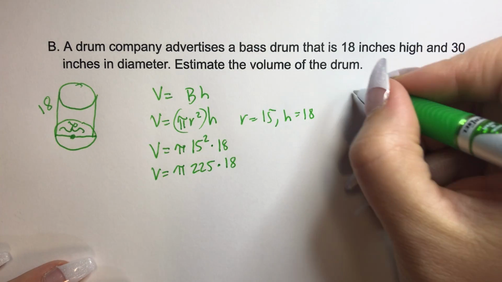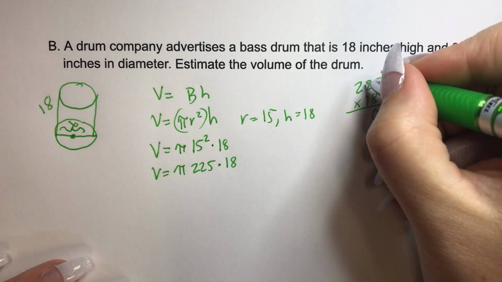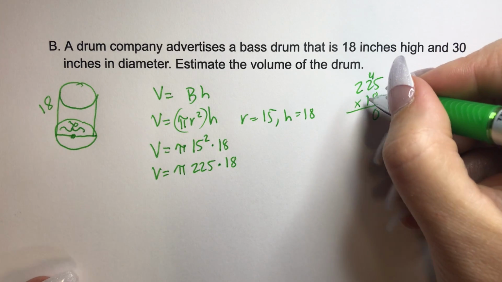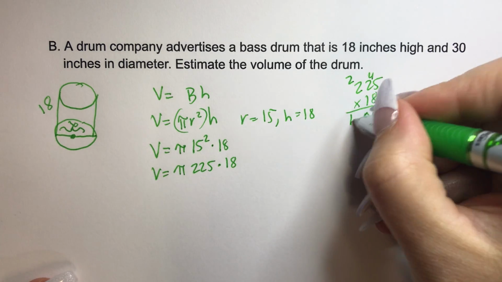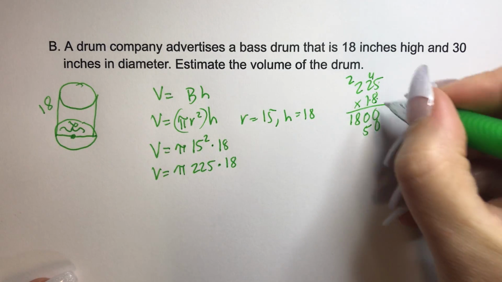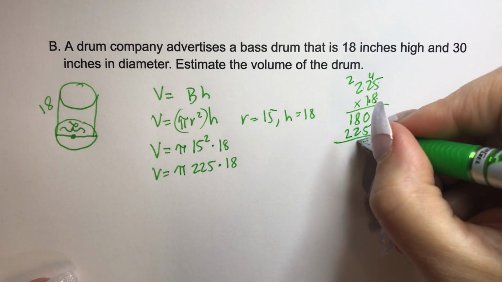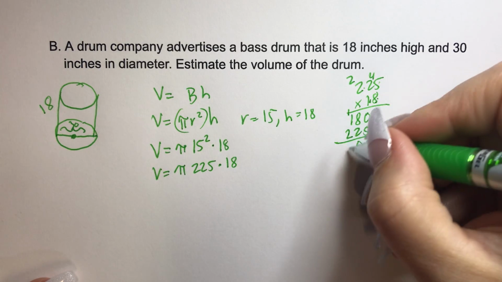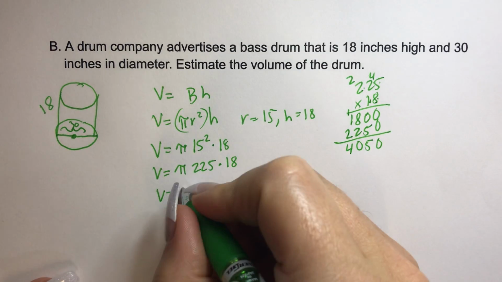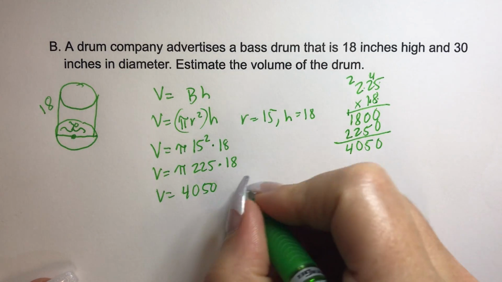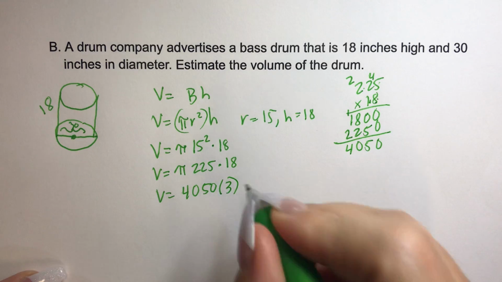So we can just go figure out what 225 times 18 is over here. 8 times 5 is 40. 8 times 2 is 16, plus 4 would be 20. 8 times 2 is 16, 17, 18. 1 times 5 is 5. 1 times 2 is 2. 1 times 2 is 2. And 2 plus 1 is 3, plus 1 is 4. Okay. So that is 4,050 times pi, which we're going to estimate to be 3.